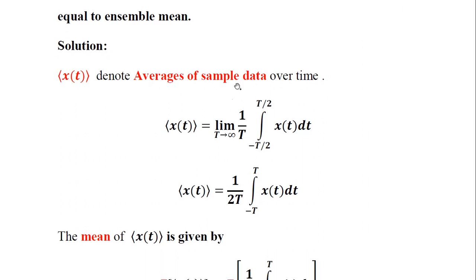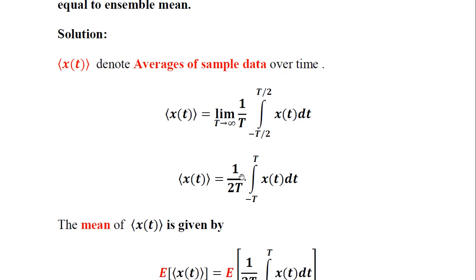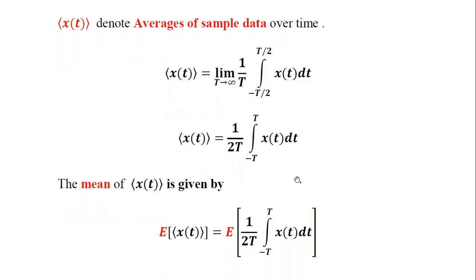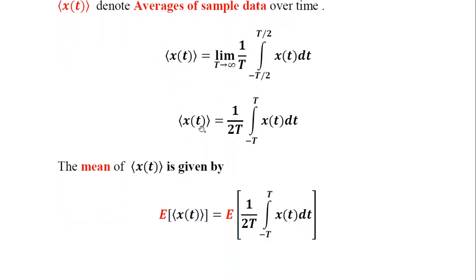Now this average of the sample data, this statistical average value, is equal to the limit as T tends to infinity of 1 by T times the integral from minus T by 2 to plus T by 2 of the random process x of t dt. You can take this as 1 by 2T, integration from minus T to plus T. So from minus T to plus T we have a total time duration of 2T, so this becomes 1 by 2T, integral from minus T to plus T of x of t dt.